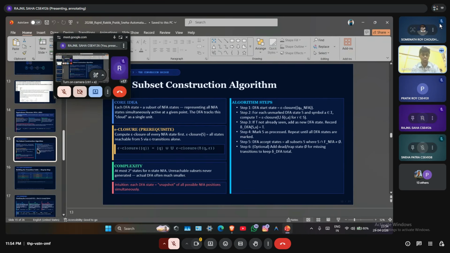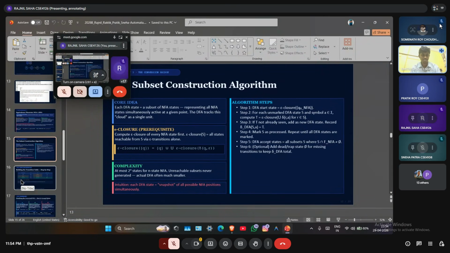Subset construction algorithm. Subset construction is an actual algorithm we use to convert an NFA into a DFA. The core idea is elegant. Each state in the DFA represents a subset of NFA states, essentially a snapshot of every possible position the NFA could be in simultaneously. Before we run the algorithm, we need to understand epsilon closure, which is the set of all states reachable from a given state using only epsilon transitions without consuming any input. The algorithm itself runs in 6 steps.